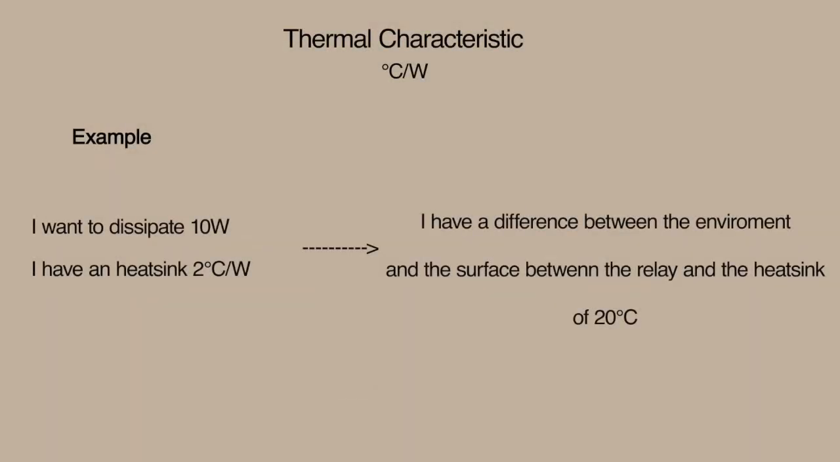The exchange area, with the kind of material used, defines the thermal resistance of the heatsink. That is the value that we want to consider, expressed in degrees per watt. An example: if we have a 2 Kelvin per watt heatsink and we must dissipate, for example, 10 watts, we will get a delta T between the environment and the metal plate of the SSR of 20 degrees. So, with an ambient temperature of 40 degrees, we will have 60 degrees on the metal plate of the SSR.